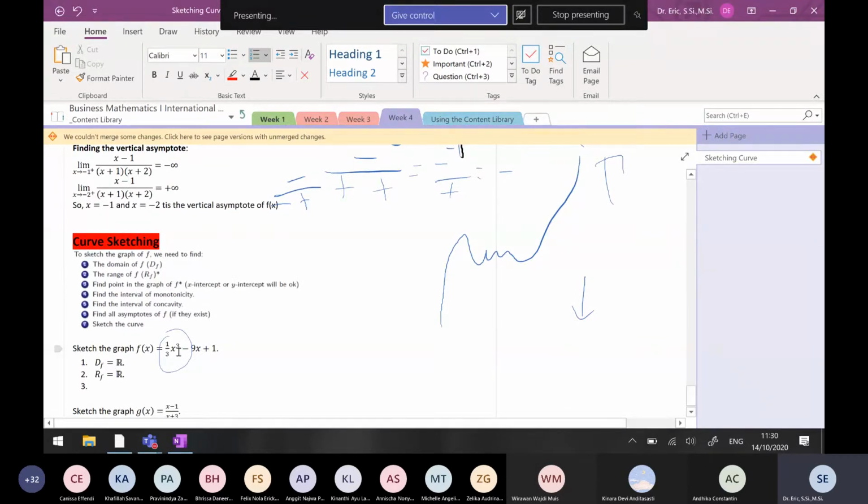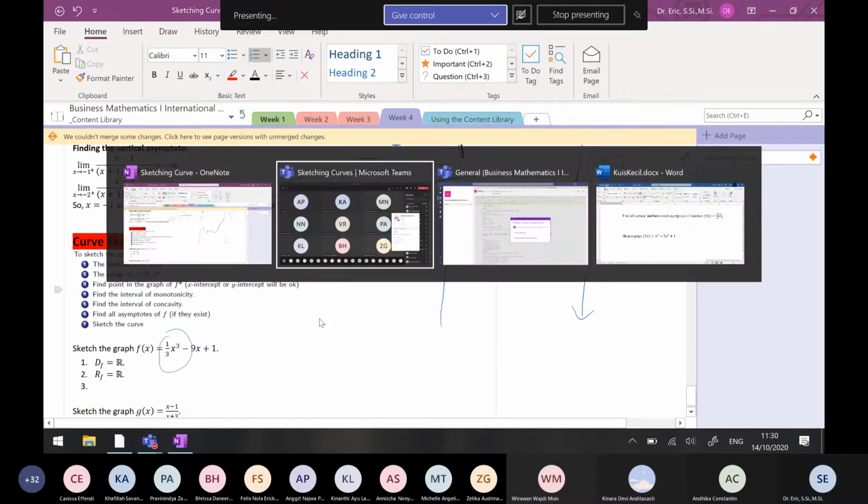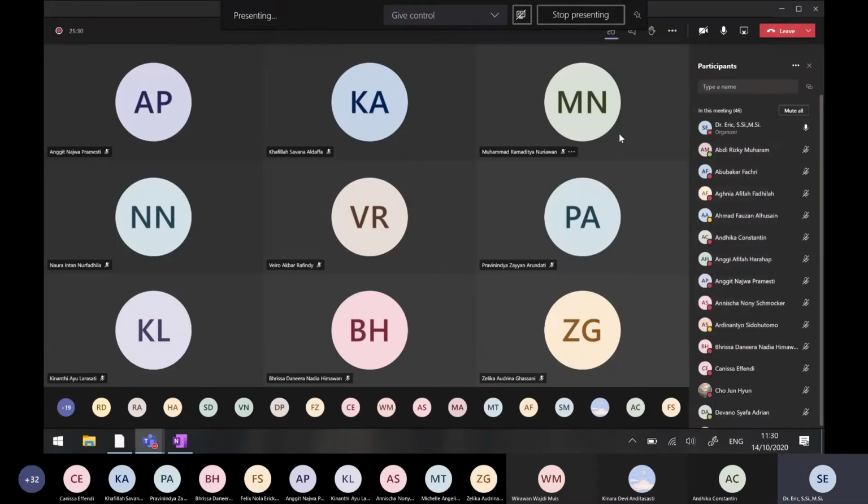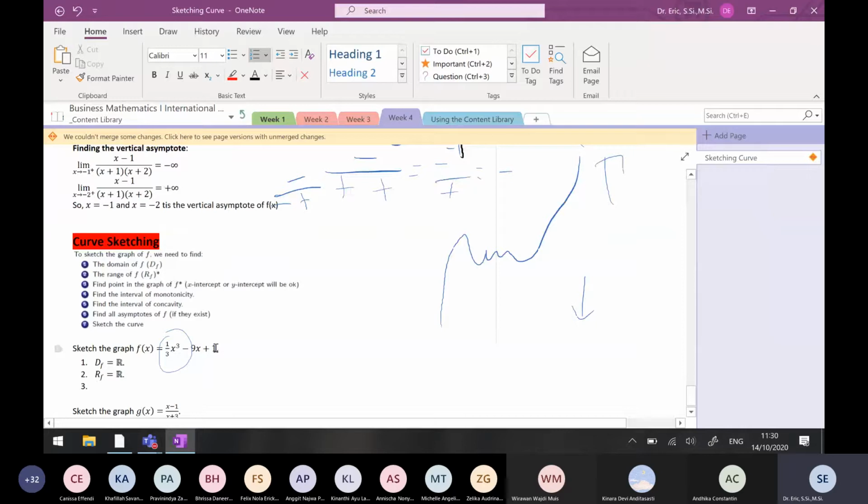Finding the interception point. X-intercept. Which one is easy? X-intercept or Y-intercept? X-intercept or Y-intercept? Which one is the easiest? Finding X-intercept or finding Y-intercept of this one? X maybe. Okay, if you want to find X-intercept, what do you have to set? Do you have to set to be 0? The Y or the X? Finding X-intercept, yeah.